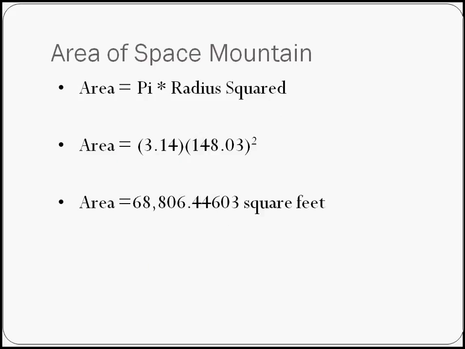Now I take that radius, and in order to find the area, I need to square it and then multiply it by pi, for which we're going to use our approximation 3.14. So the area is equal to 3.14 times the radius, 148.03, squared. We come up with the area to be 68,806.44603 square feet.